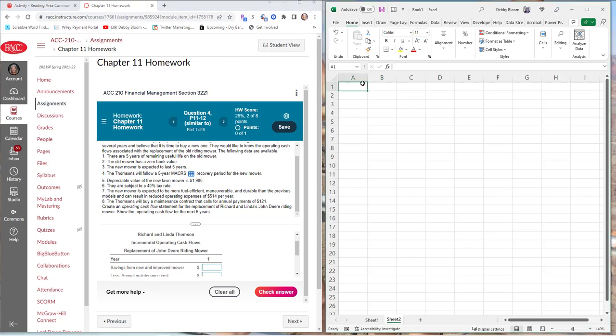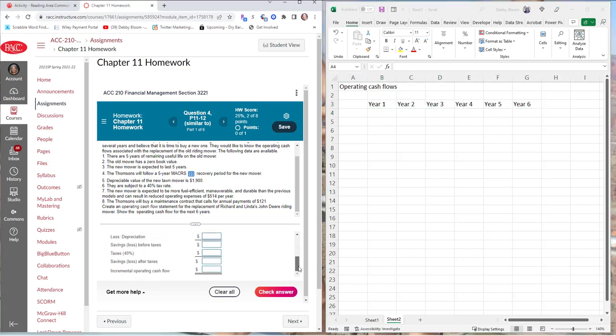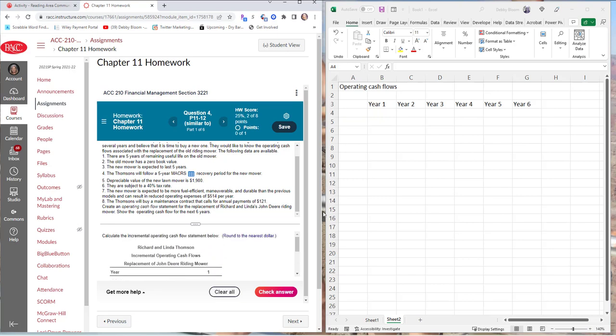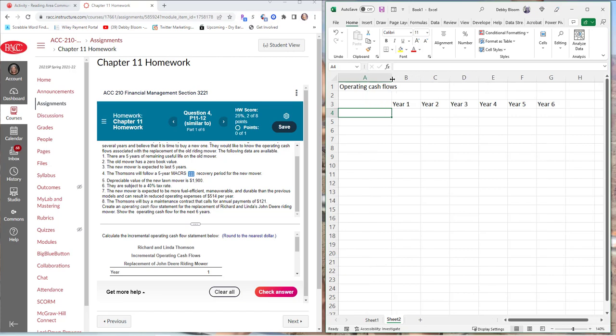So if you remember, we talked about the operating cash flows. And we're going to do this for 6 years. So, in fact, if you take a look down below, they give you the formula that I talked about in class. The first thing that we're going to do is look at the cash revenues associated with the machine. In this case, it's the reduced operating expenses of $514.